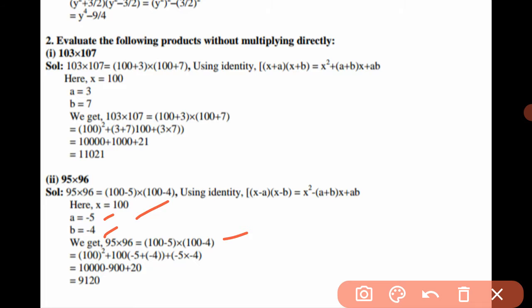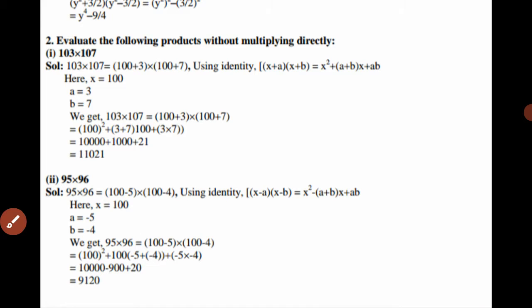Now solving it by using identity, that is 100 square plus 100 into (-5 plus -4) plus (-5) into (-4). So by solving it will be 10,000 minus 900 plus 20. So answer will be 9120. So in this way we can solve this question. Now after this, see next question.